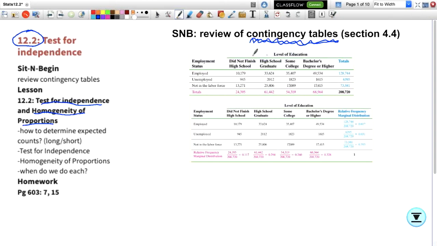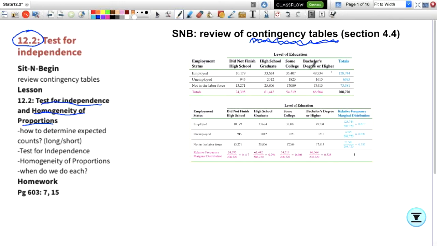It's looking at level of education and employment status. We actually did a bunch of problems with this in section 4.4. So we'd be trying to determine if there's a relationship between employment status and level of education. And one way you can do that is with this type of calculation. This is what we've done in the past. This is called a marginal frequency distribution, right? Because it's in the margins. Right, the bottom margin and the side margin.